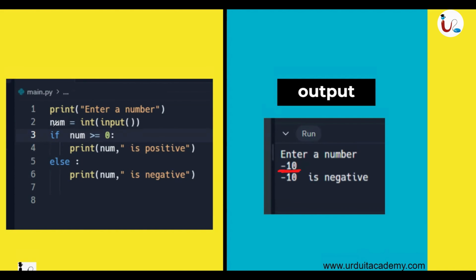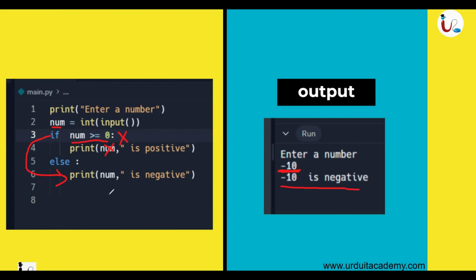So this -10 is stored inside the variable num. So here we are checking the condition. The expression is num greater than or equal to 0. So now the num is -10. So -10 greater than or equal to 0 is wrong. Right? It's false. So it will skip the body of the if, and it will go directly inside the else and print minus num, which is -10 is negative.